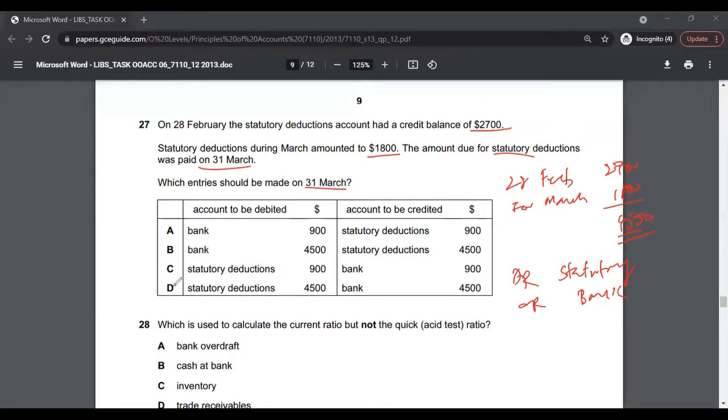The answer to multiple choice 27 is option D. This is fairly easy if you can just sum up the numbers and know the basic journal entry rules. So the answer to multiple choice 27 is option D.